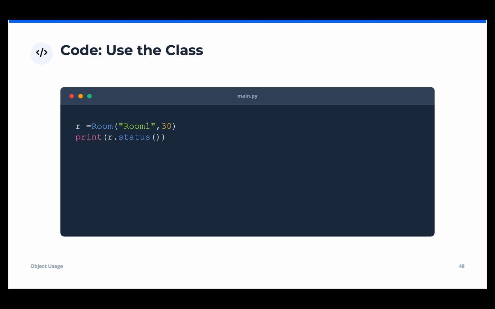This creates a room object called room1 with the value 30, and then prints r.status. So this is a clean example to see how to use an object in practice. First, create it with specific data, then call its method to make a decision based on that data.